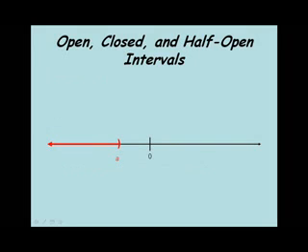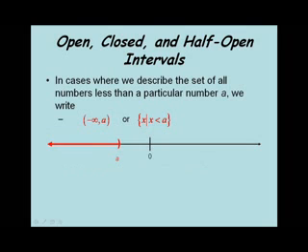In the case where A is the right-hand endpoint and the numbers extend from negative infinity to A, we write the set from negative infinity to A, not including A, or x such that x is less than A. This is another example of an open interval.